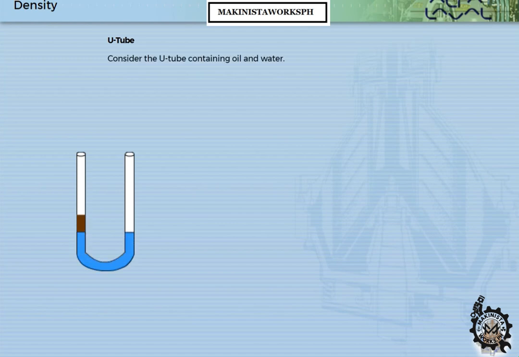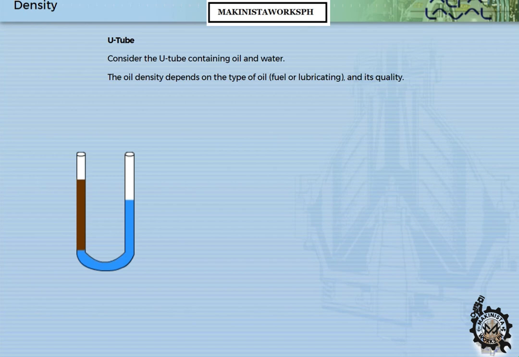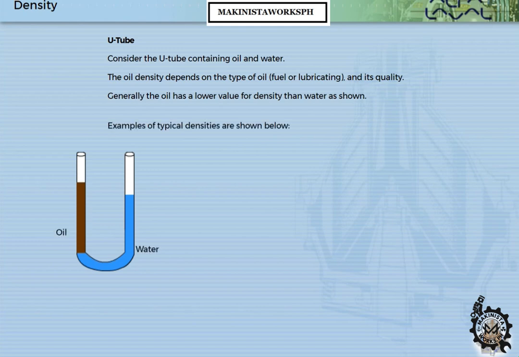U-tube. Consider the U-tube containing oil and water. The oil density depends on the type of oil, fuel or lubricating, and its quality. Generally, the oil has a lower value for density than water, as shown. Examples of typical densities are shown below.